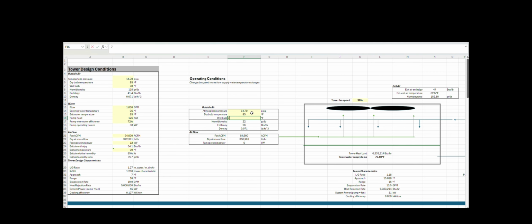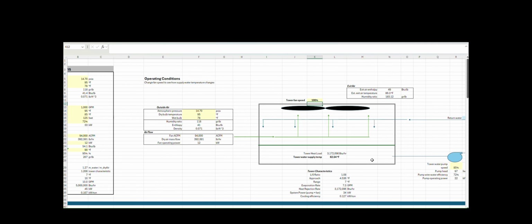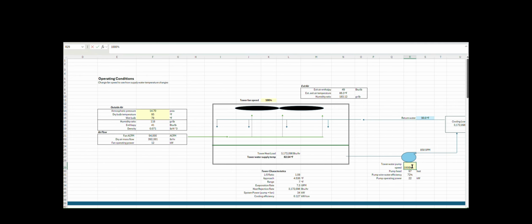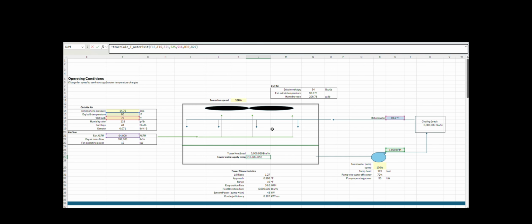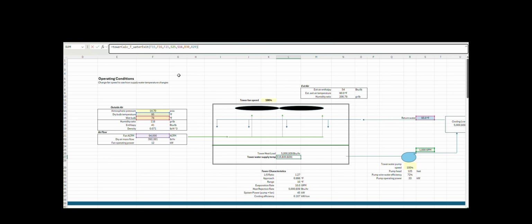So we said it's a 95 dry bulb, 78 wet bulb. Obviously it's designed for 100% fan speed, 100% pump speed. And right now the model is set up where you manually type in your return water from your process, and then based on your fan speed, it calculates a supply water temp. And it's doing this. Let's look at the inputs to this function. This function is just called calc T water exit. So calculate my water temperature exiting from the tower.